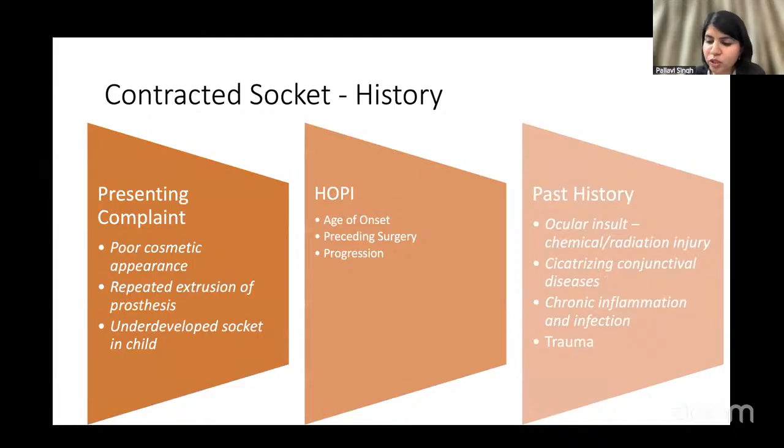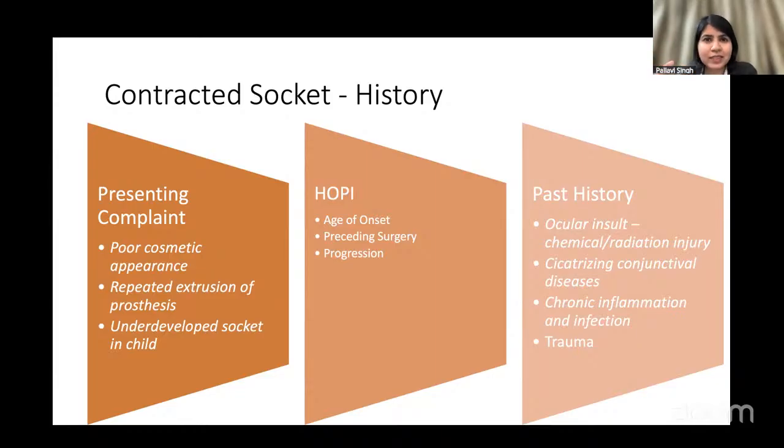Moving on to the last case, which is very commonly seen in our exams, is contracted socket. So a contracted socket is essentially when the socket of your eye does not have enough space to either house your prosthesis, or if it's an ophthalmic eye, which means if the eye is still present and it's not an anophthalmic socket, then the socket is contracted, which means that the eyelid is sticking to the eyeball. So there is no free movement of the eye.